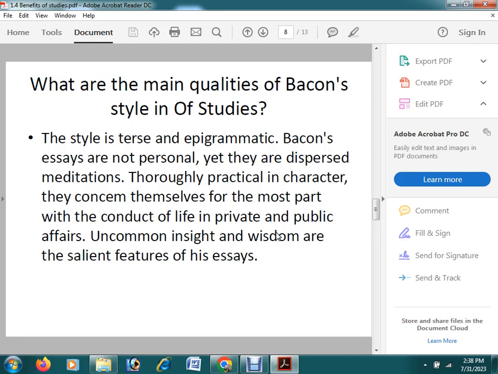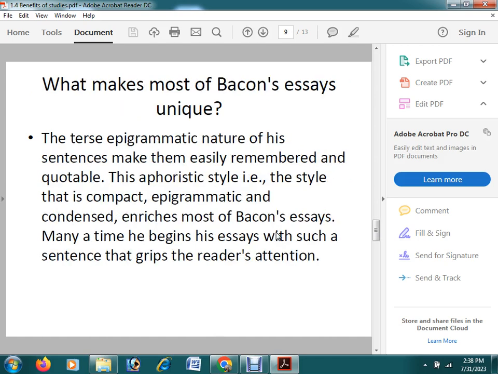But with the help of short sentences, Bacon told many things in his essay, and for this reason, one of the important styles of Bacon's essay is that it is terse and epigrammatic. Very short, but with that short sentence, Bacon wanted to convey many messages that can be explained in many sentences. So that is Bacon's essay style. Another thing is that the terse, epigrammatic nature of his sentences makes them easily remembered and quotable.